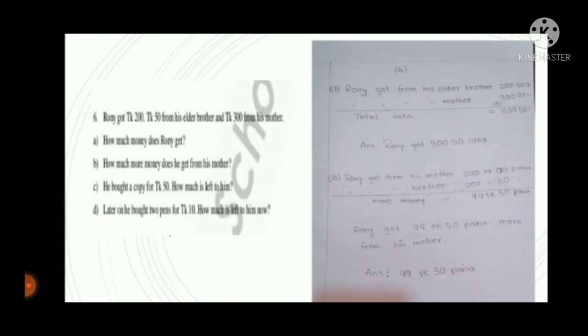So, the very first question, A, is how much money does Ronnie get? Here you can see that I write Ronnie got from his elder brother 200 taka 50 paisa. And Ronnie got from his mother 300 taka. We just write 300.00 for the expedience of our subtraction or addition. Then we have to add these two numbers. Then we will get the money Ronnie got in total.